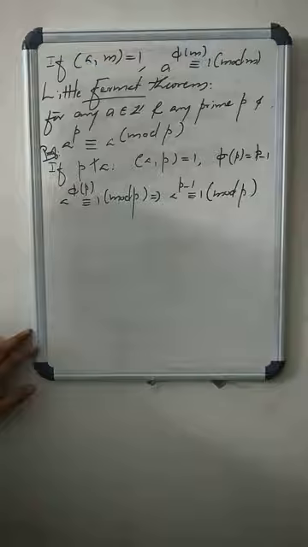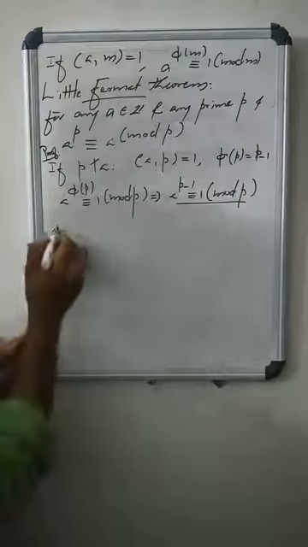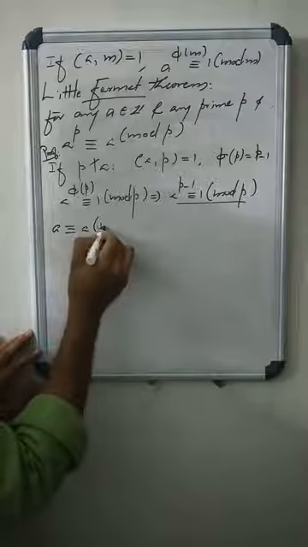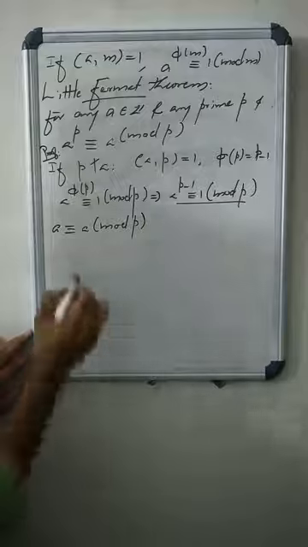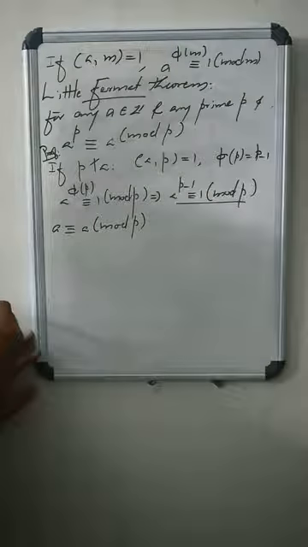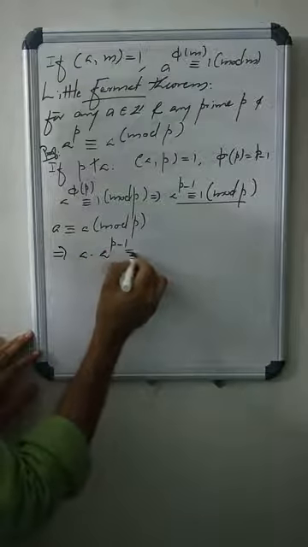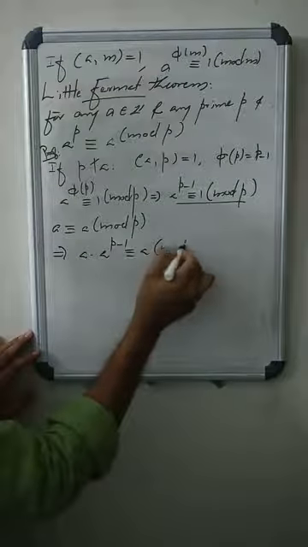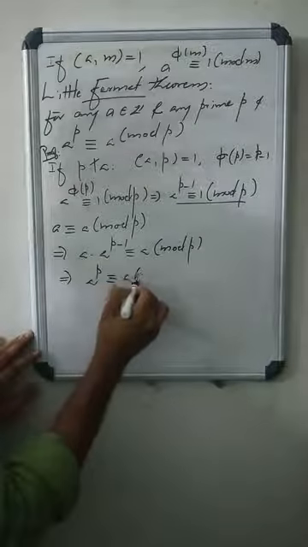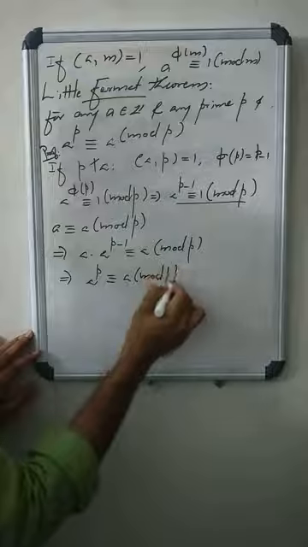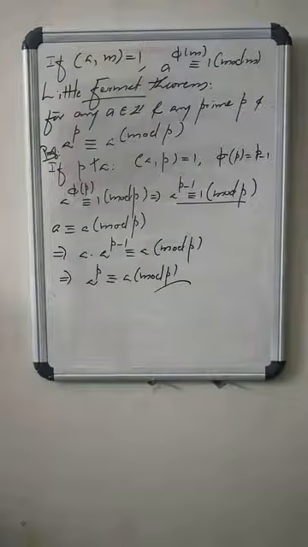Now a^(p-1) is congruent to 1 mod p, since p does not divide a. But we have a congruent to a mod p. Sure? Yes, a is congruent to a mod p. Therefore a^(p-1) is congruent to 1 mod p. So a times a^(p-1) is congruent to a mod p. That means a^p is congruent to a mod p. So when p does not divide a, then a^p is congruent to a mod p.